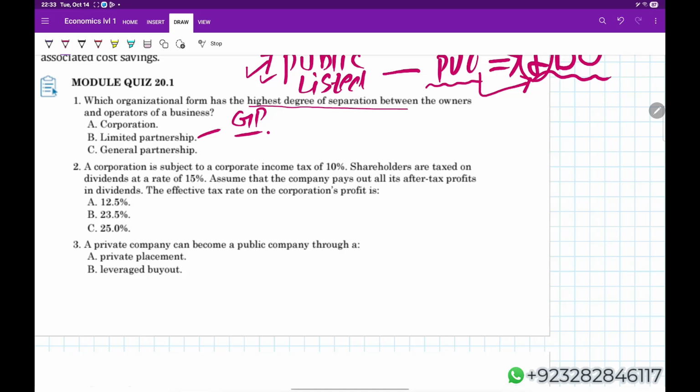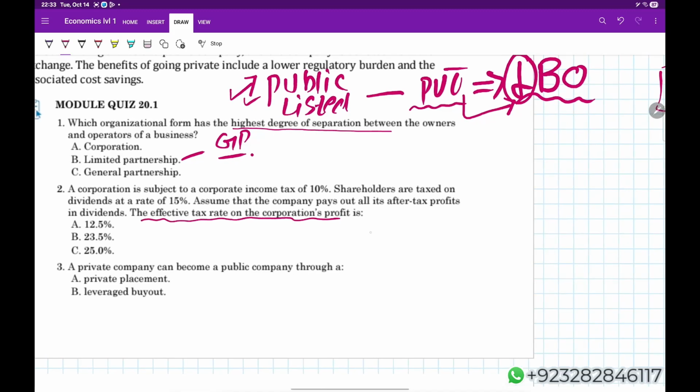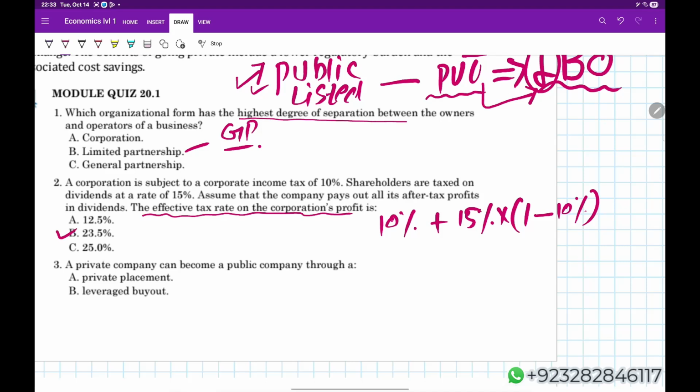When you talk about double taxation, I told you earlier that the examiner will ask you to calculate the effective tax rate. We will apply the same formula: corporate tax rate, which is 10%, plus individual tax rate, which is 15%, times 1 minus the corporate tax rate, which is 10%. So we calculate 15 times 90%, then add 10%, and you will get 23.5%.